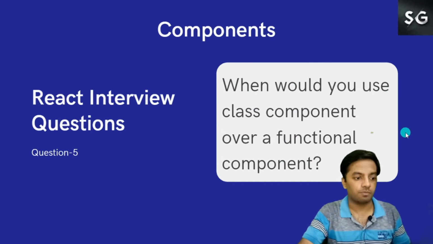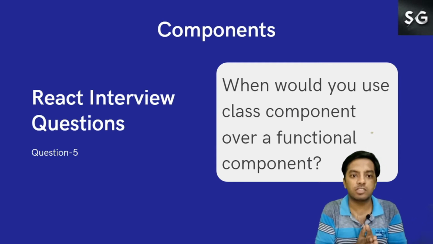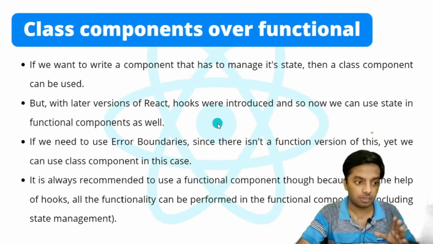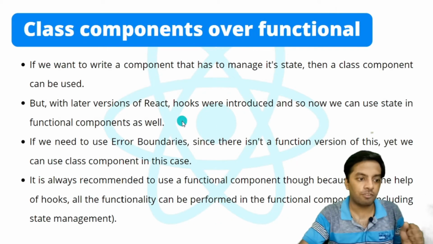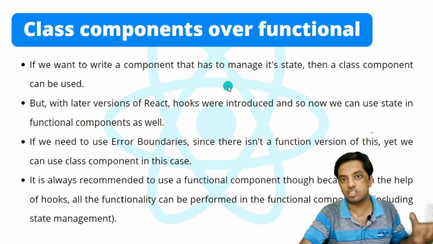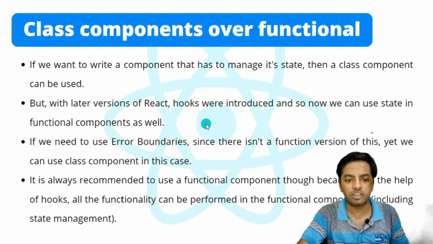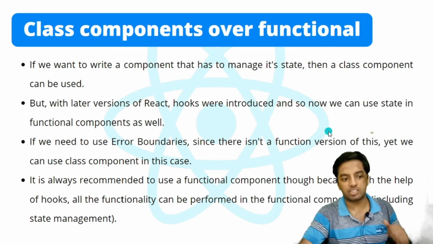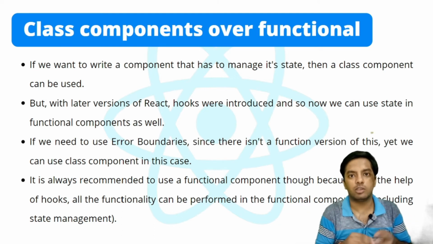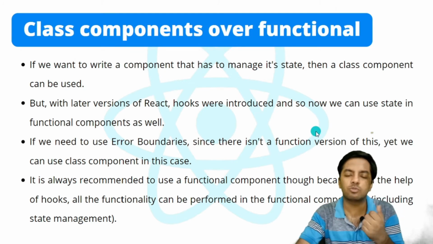So now comes the question. We saw stateful components, stateless components, class and functional components. Now the question is, when can we use a class component over a functional component? Initially, in the initial version of React, if we wanted to write a component that has to manage its state, then a class component could be used because initially functional components didn't have the functionality of state. But with later versions of React, hooks were introduced, so now we can use state in functional components as well as class components. So both could be used simultaneously because now both of them provide almost similar features. But there are some exceptions to functional components.